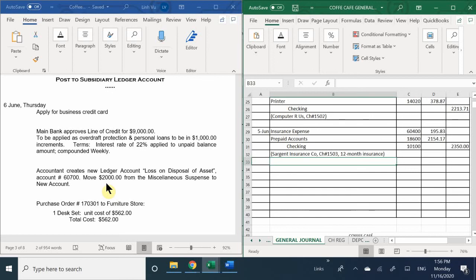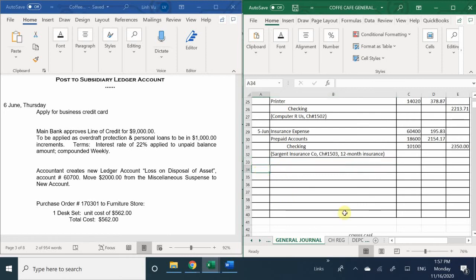I feel like I said that backwards. Yes, gotcha. I listened to it as if I was looking at my bank account, like moving from checking to savings. In this case it's similar, except you're not debiting your miscellaneous, because that's the account we're taking away from. We're taking away from miscellaneous and placing it into the new account. So the new account is going to be debited for the $2,000.